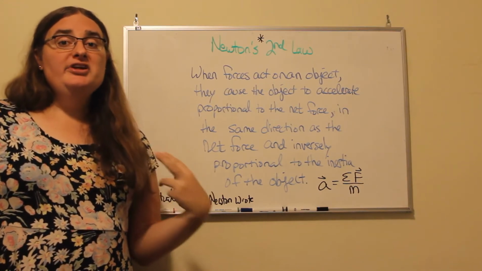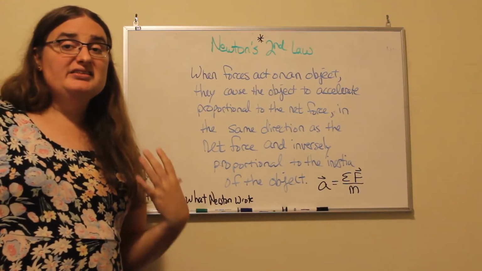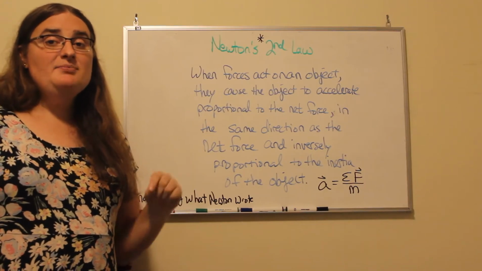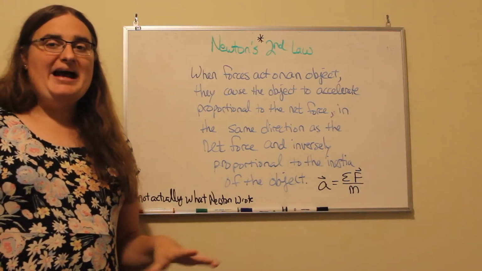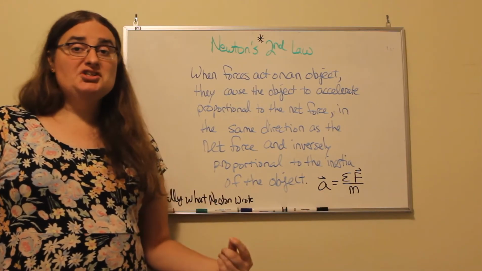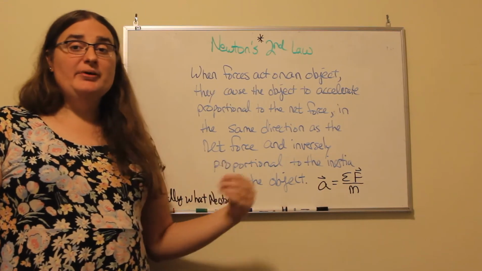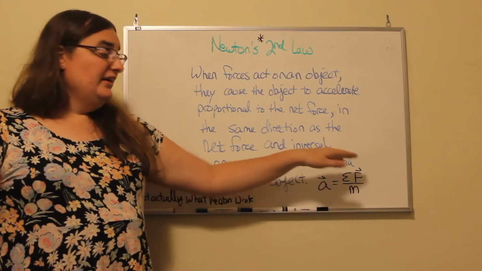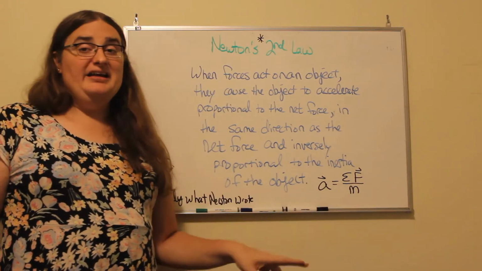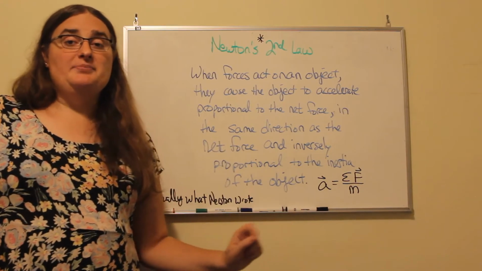Now, for linear motion, inertia, which is the resistance to an object's motion changing, is the same thing as the mass of that object. So written out as an equation, we could express this as our acceleration as a vector is equal to the sum of all of our force vectors divided by the mass or inertia of the object.